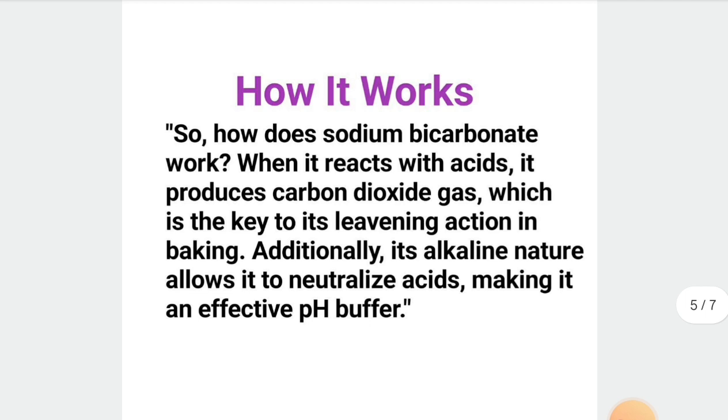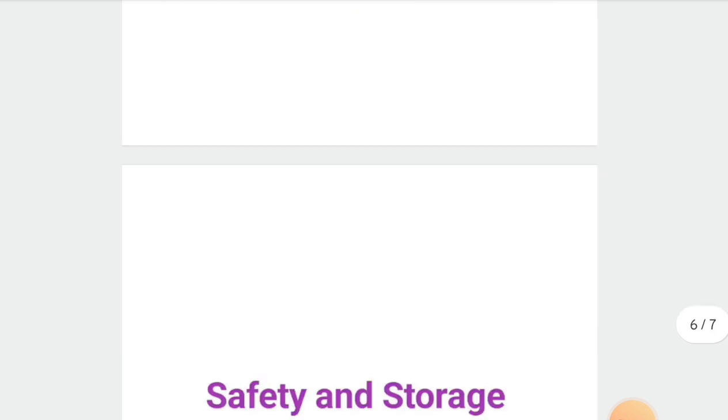How it works? So, how does sodium bicarbonate work? When it reacts with acid, it produces carbon dioxide gas, which is key to the leavening action in baking. Additionally, its alkaline nature allows it to neutralize acids, making it an effective pH buffer.